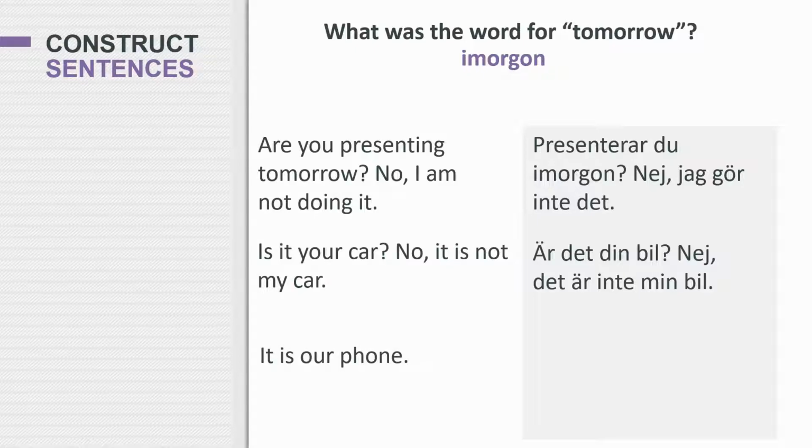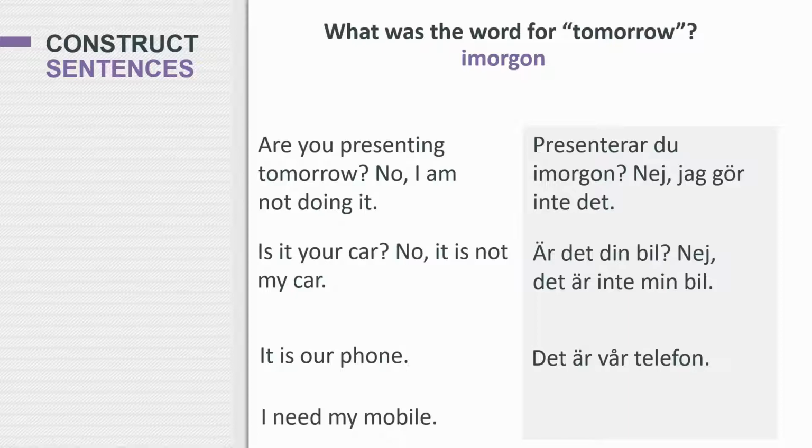What about it is our phone? Det är vår telefon. For now, when we're saying it, we're using det. We're going to talk later on about when you're going to use den. But for now, we're using det. Det är vår telefon. It is our phone.